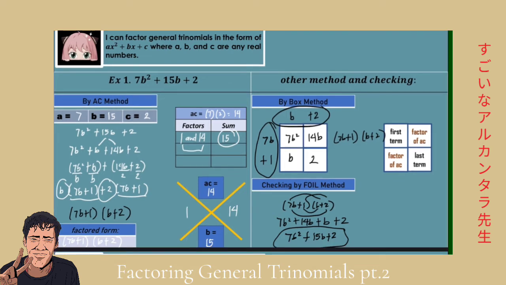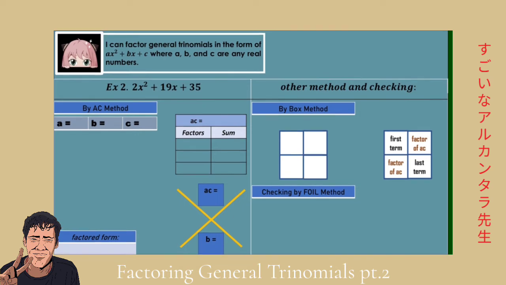So speaking of different methods, let's go to example number 2. You don't need to list down the A, the B, and the C anymore. If you want to, you can for the AC method. But let's try the box method. First term is 2x squared. The last term is 35. So you can still use the table or the X box.